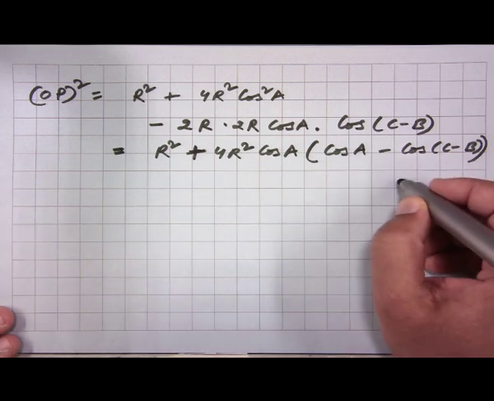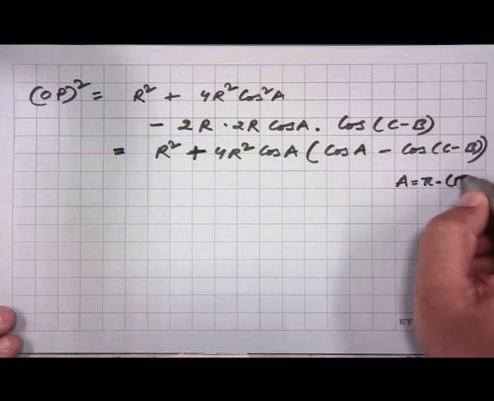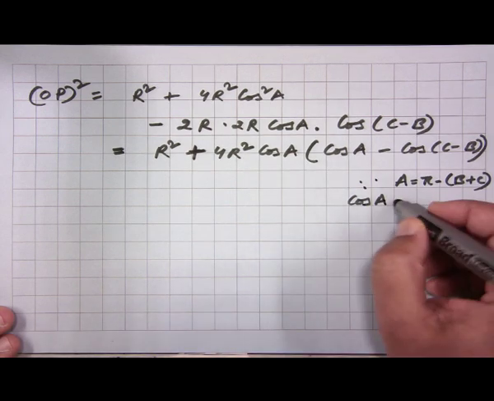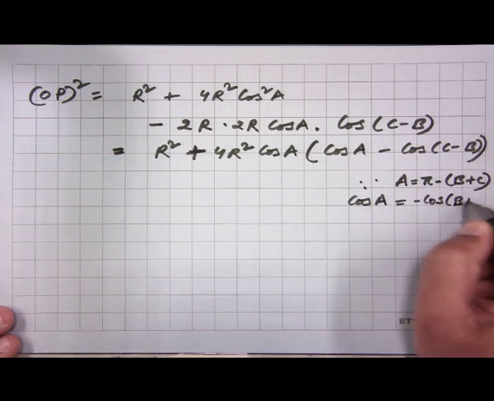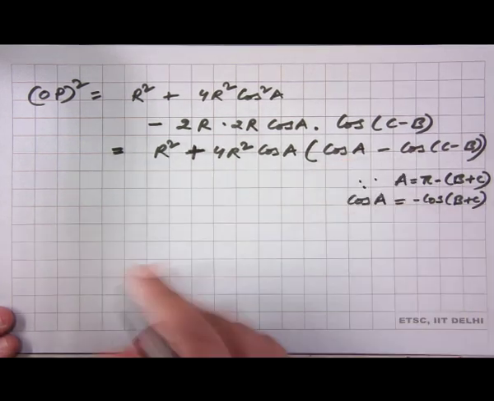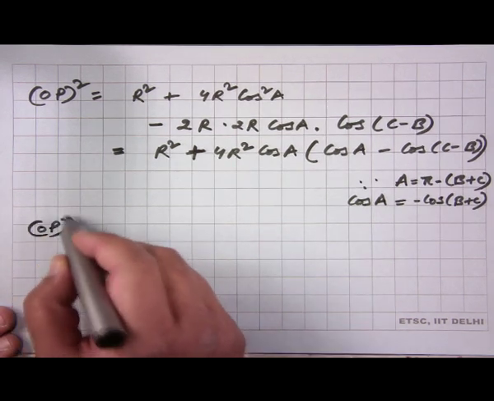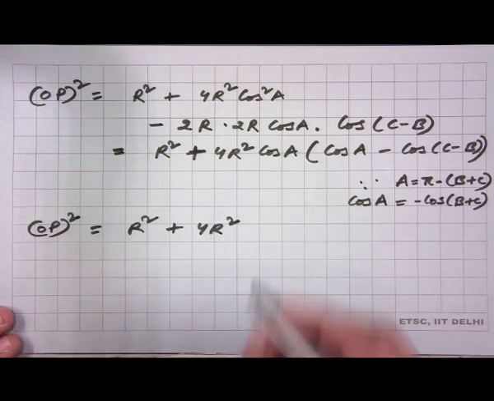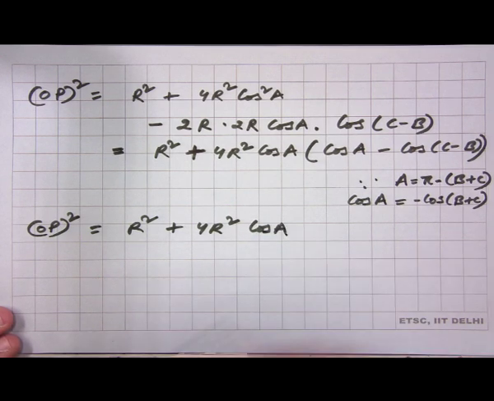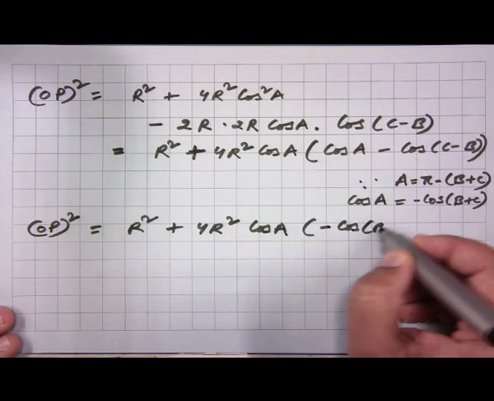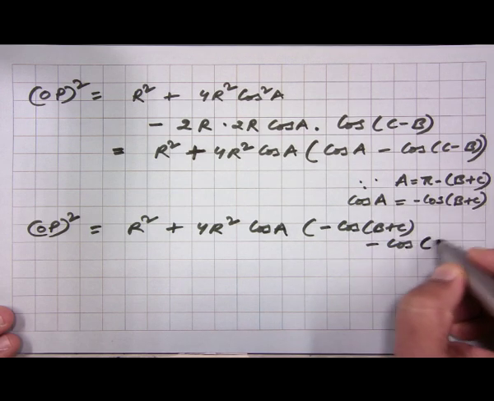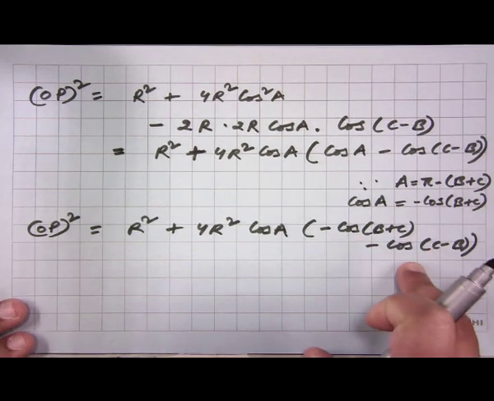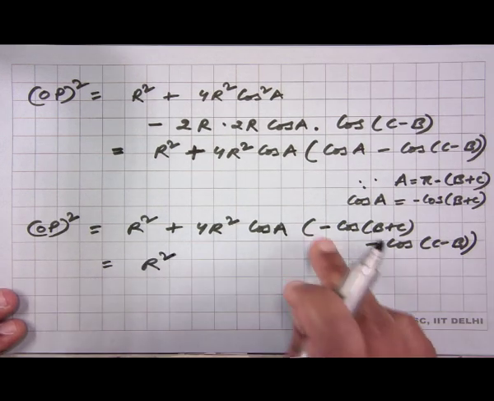But we know that because A is equal to pi minus B plus C, cosine of A is minus of cosine of B plus C. So, we use this fact here, we have OP square as R square plus 4R square into cosine of A minus cosine B plus C minus cosine C minus B. And then we can use the cos x plus cos y type formula. We will get, so we will take this minus outside.